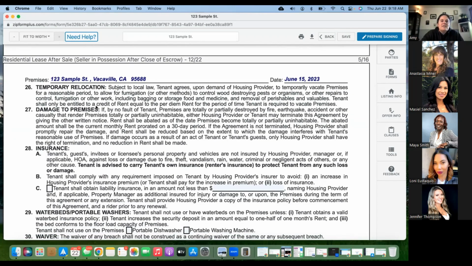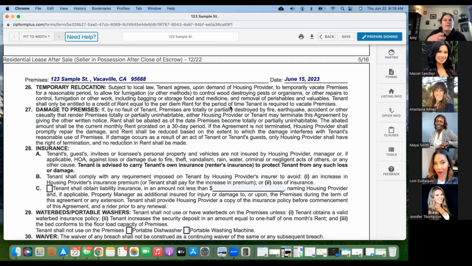Temporary relocation, subject to local law. Tenant agrees, upon demand of housing provider, to temporarily vacate premise for a reasonable period to allow for fumigation or other methods to control wood destroying pests or organisms, or other repairs to control fumigation or other work, including bagging or storing food and medicine, and removal of perishables and valuables. Tenant shall only be entitled to a credit of the rent equal to the per diem rent for the period the time the tenant is required to vacate the premises.